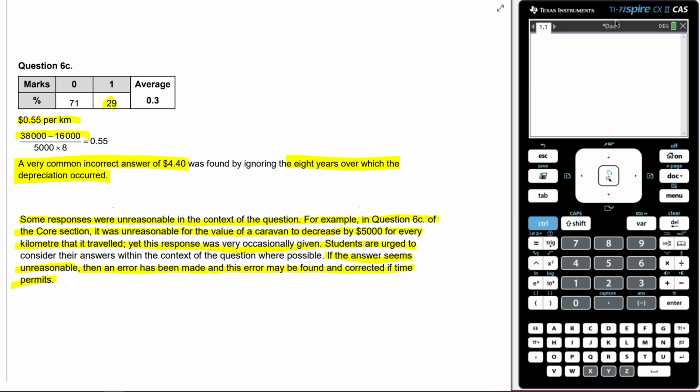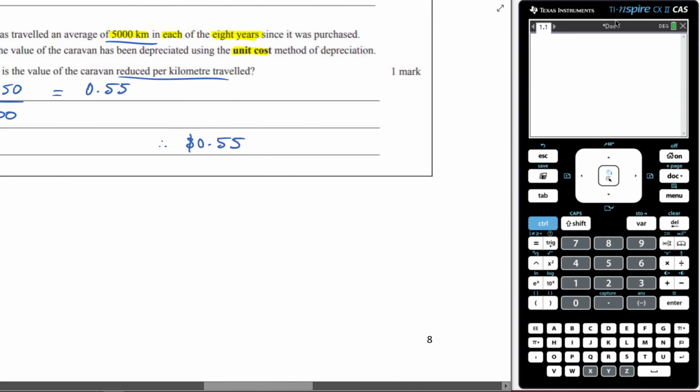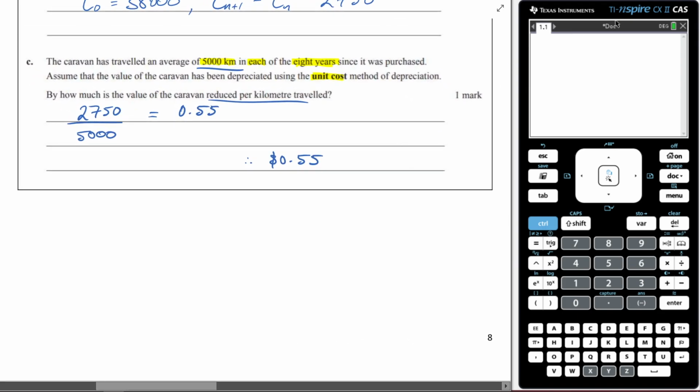So in other words, think about it for a second. Does your answer make sense? They can't be losing $5,000 per kilometer. That's madness. All right. Hopefully that made sense, everyone. I'll see you in the next one.